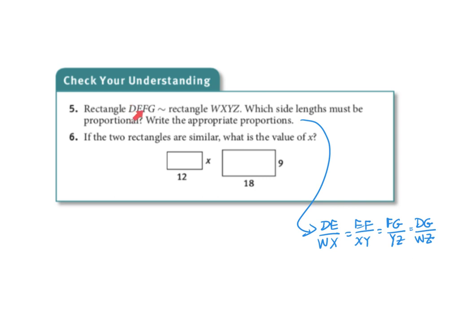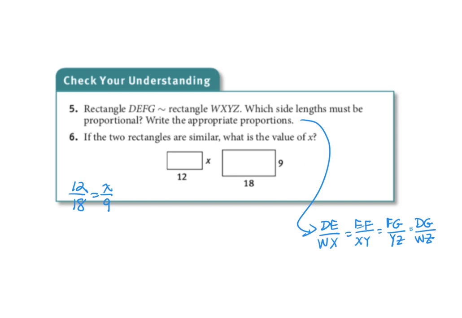So it's all about the similarity statement. The order matters. First two letters over first two letters. Back two letters over back two letters. So it tells us what angles are congruent and what sides are proportional. Number 6, these are two separate rectangles. They're not labeled. And it says, if the rectangles are similar, what is the value of x? Notice I have this length here and length, width, and width. So I'd like to compare my lengths, 12 over 18, as compared to x over 9.